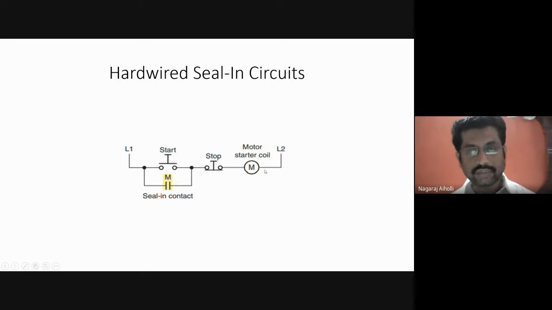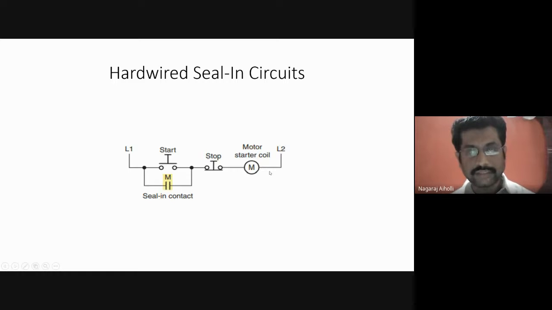Then there is a motor coil. We know what a motor coil or starter coil is. It is meant to control the power that is necessary to turn on the motor. To control that power, we are using the starter coil or motor coil. Then the seal-in contact is connected in parallel with the start switch. Let us see the working of this circuit.